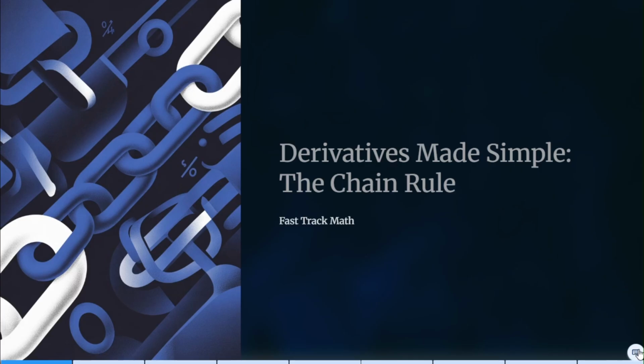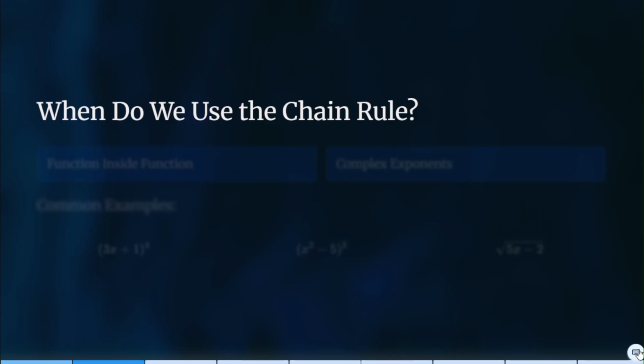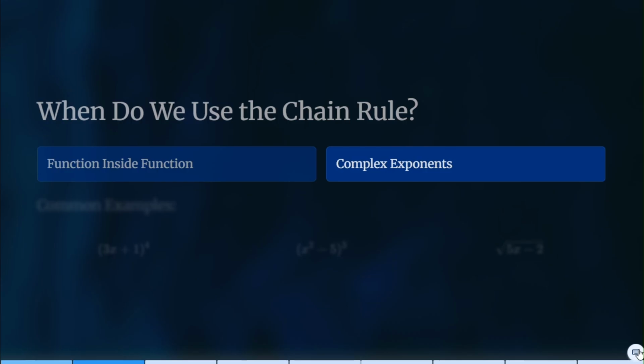If the exponent is on more than just x, the power rule alone won't work. This is where the chain rule saves the day. When do we use chain rule? We use it when you have a composite function where one function is nested inside another, or when the exponent is applied to more than just x.